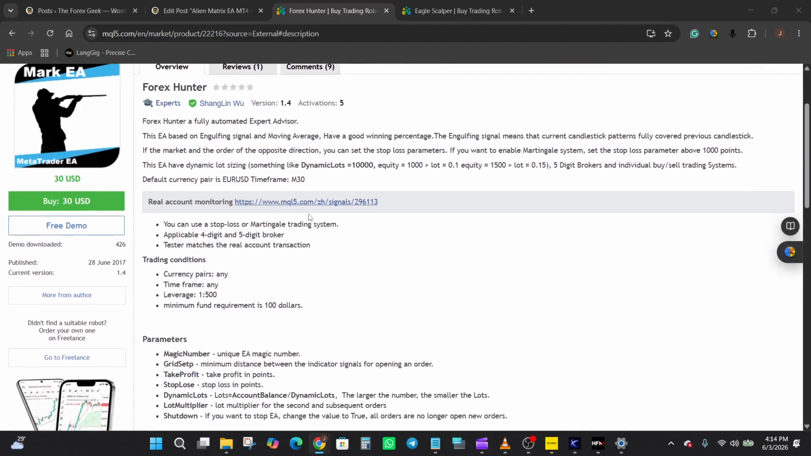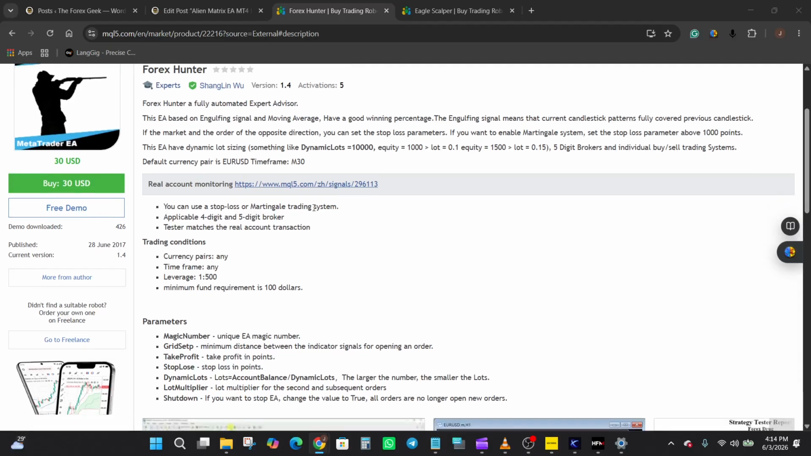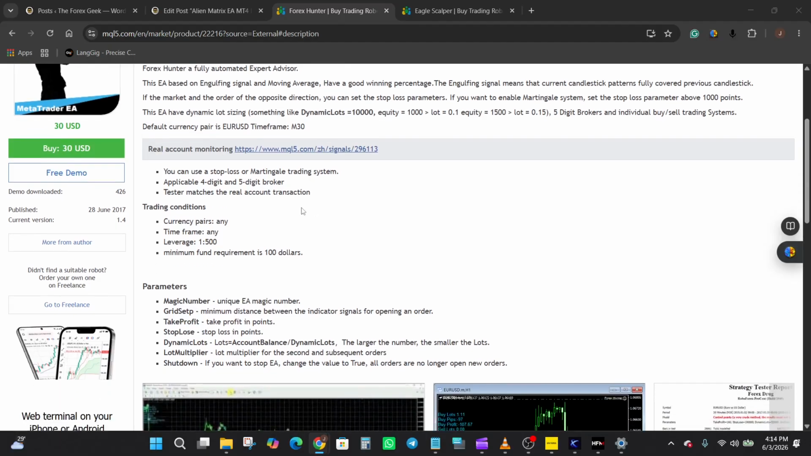The developer also mentions that the EA uses dynamic lot sizing. From what is written, the lot size adjusts based on account balance, meaning as the account grows, position size scales up proportionally. There is also a parameter section where things like stop loss, take profits, and lot multipliers can be adjusted depending on how aggressive or conservative the user wants the system to behave.